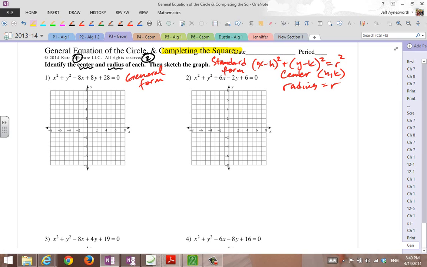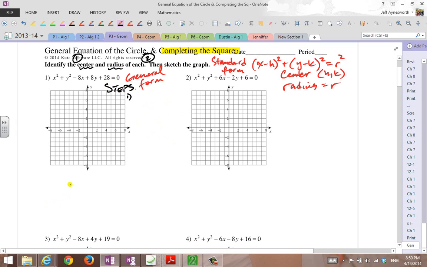So what we're going to do is take our general form and learn how to complete the square. The very first thing you need to do is group up like terms. So number one, if you're going to write down the steps, let's put the steps here so we have room. We'll do our work down here below the graph, and we'll put the steps right here. So group like terms. That's easy.